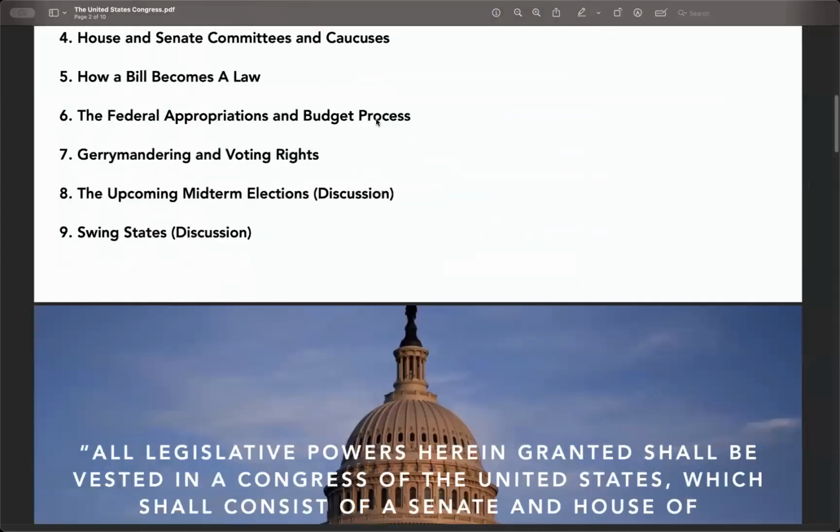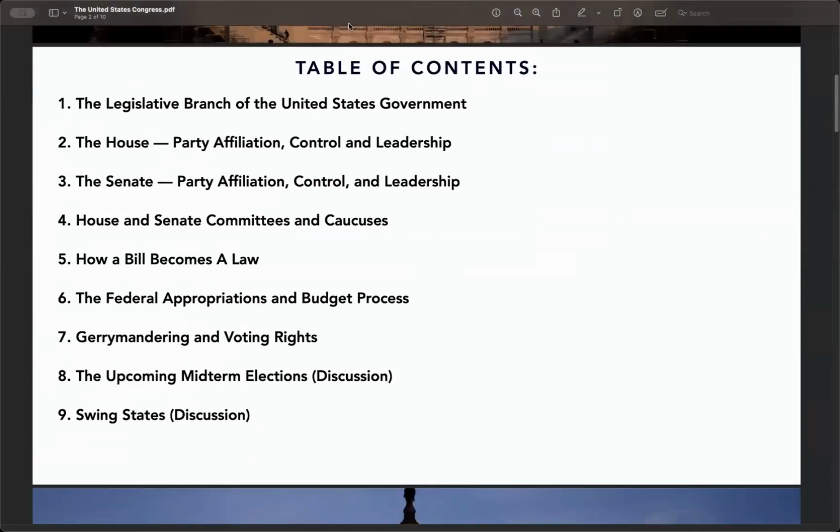Before I go on to cover swing states and the upcoming general election, do we have any questions? Yeah, so what are majority and minority whips in the Senate and the House?